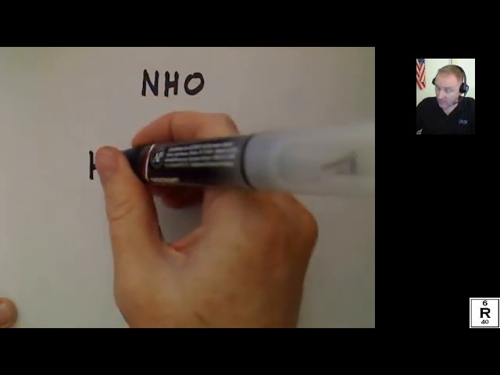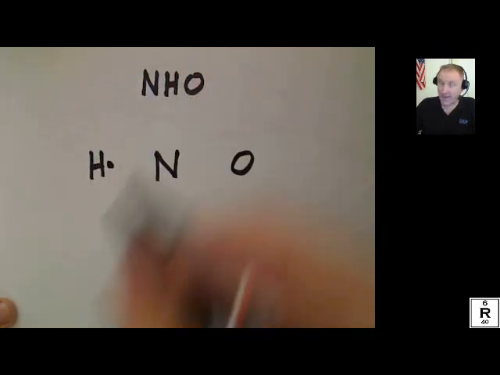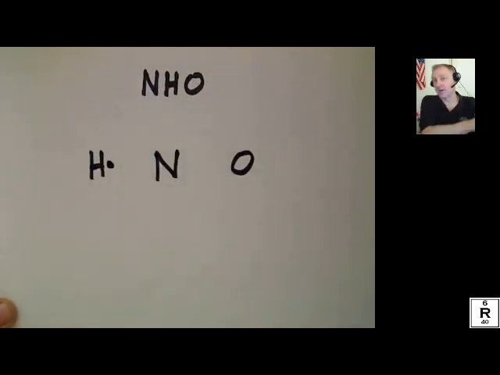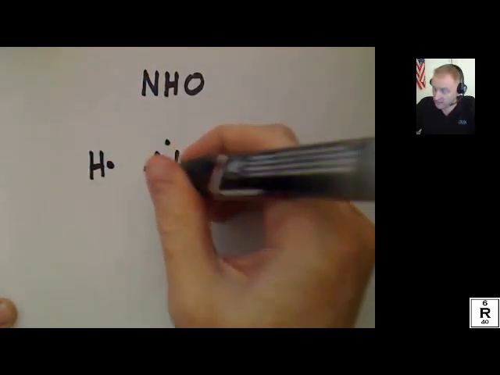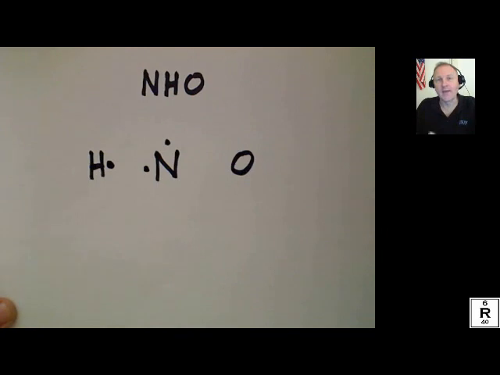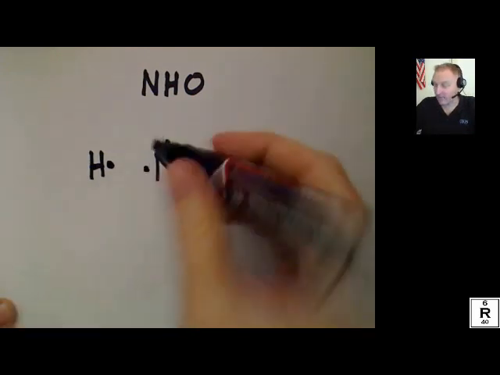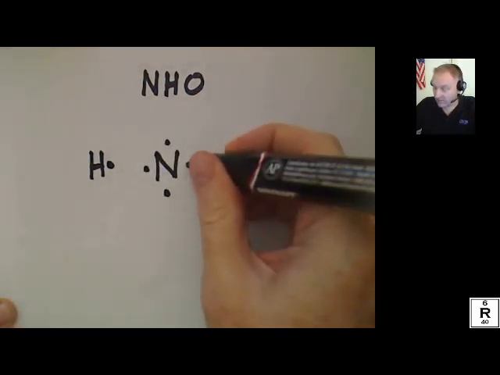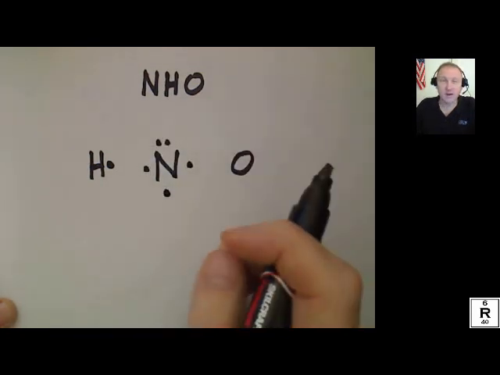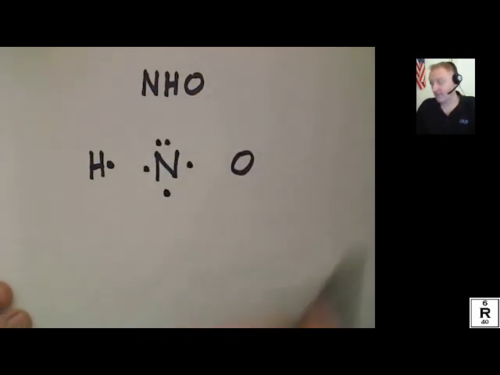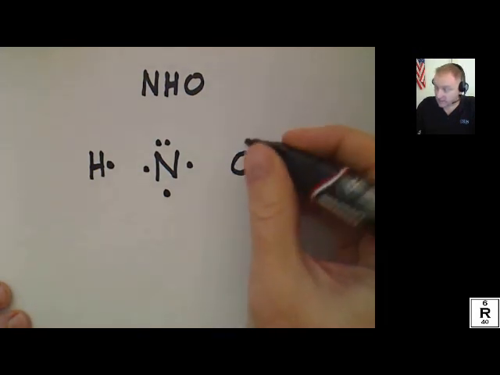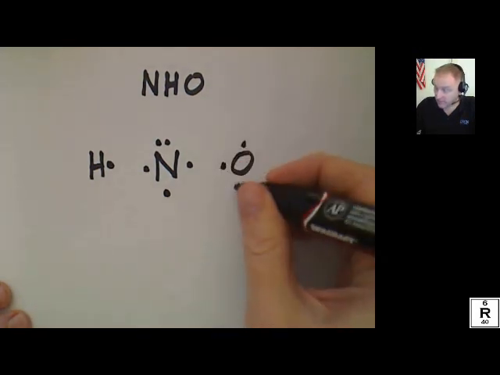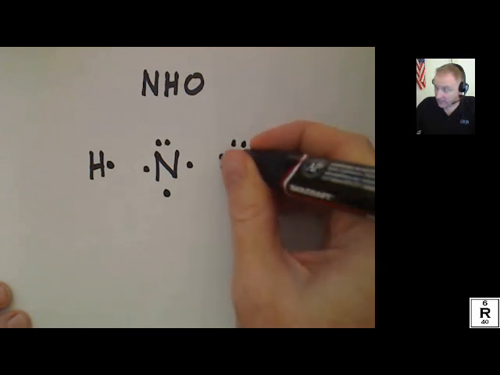Hydrogen has 1 valence electron. Nitrogen has 7 valence electrons. Maybe look on your periodic table, make sure you can figure that out. So 7. 1, 2, I'm not 7, 5. My bad. Nitrogen has 5. 1, 2, 3, 4, 5. I probably should have looked at the periodic table, not done that off the top of my head. I wouldn't have said that wrong. So it's got 5, and oxygen has 6. So 1, 2, 3, 4, 5, 6.